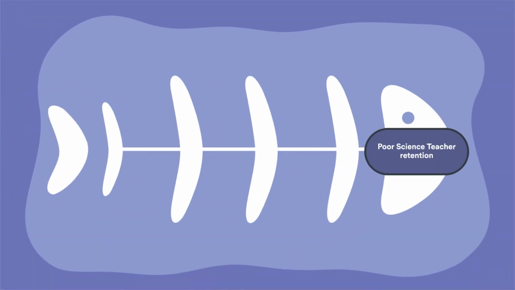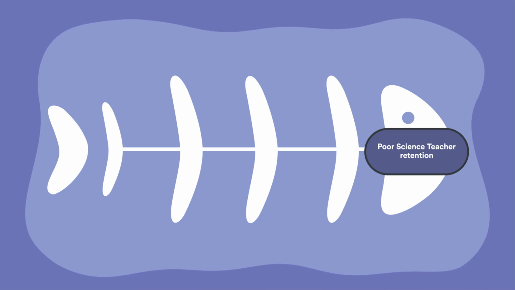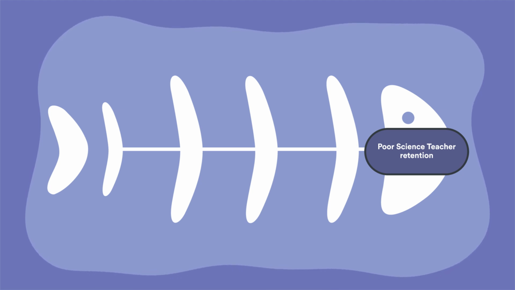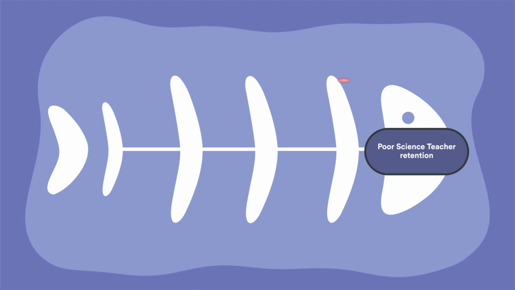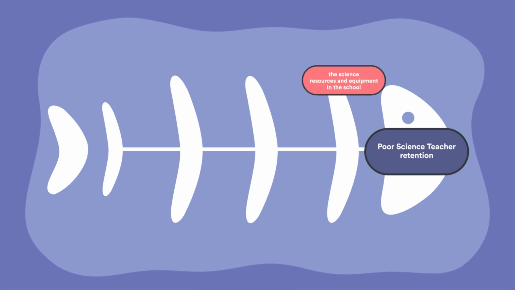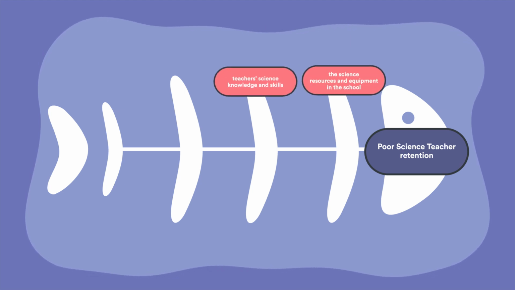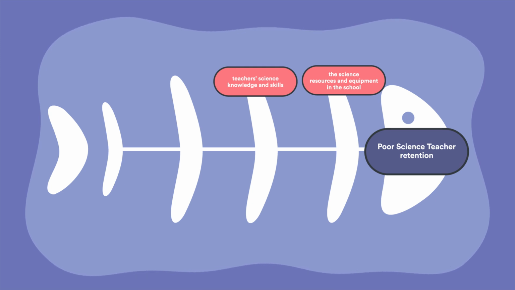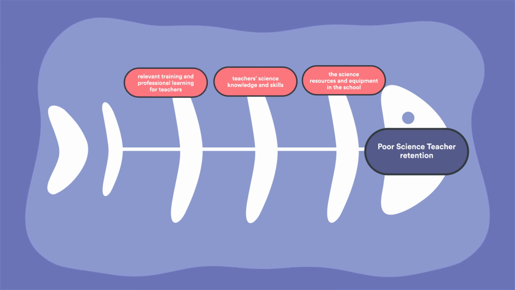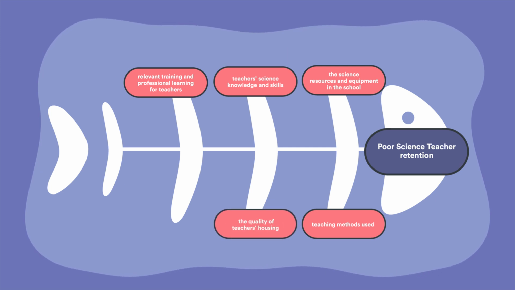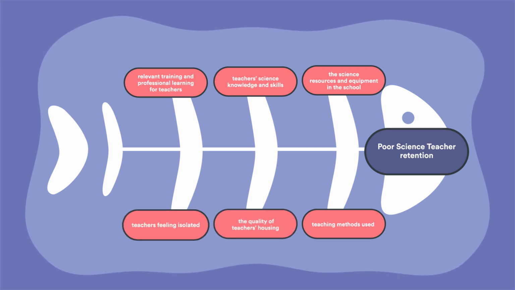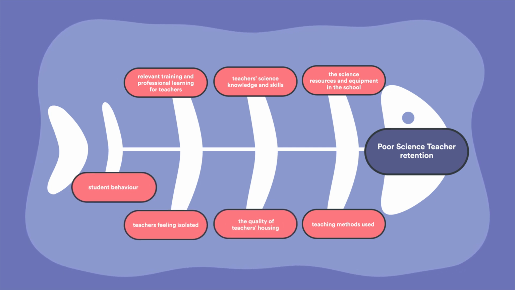Using the fishbone diagram, the school senior management team start by collecting data about the factors that impact on teacher retention, such as the science resources and equipment in the school, teacher science knowledge and skills, relevant training and professional learning for teachers, teaching methods used, the quality of teachers' housing, teachers feeling isolated, student behavior.